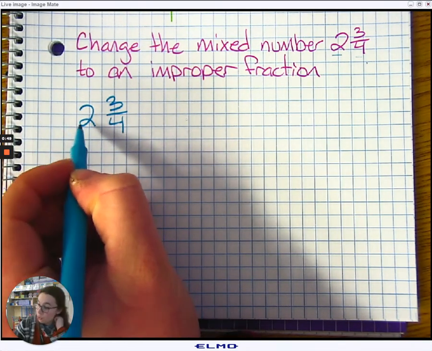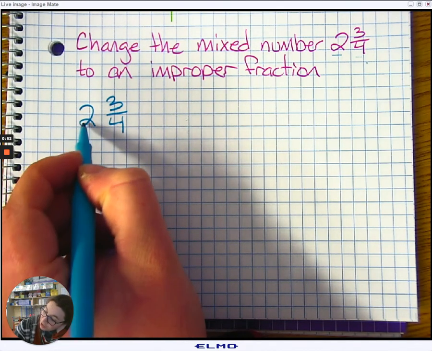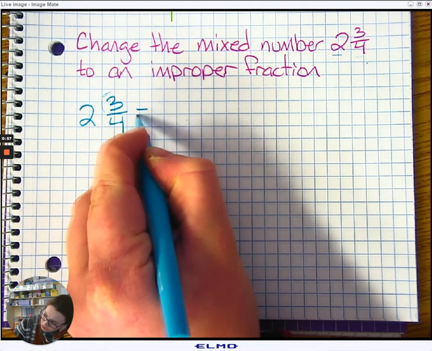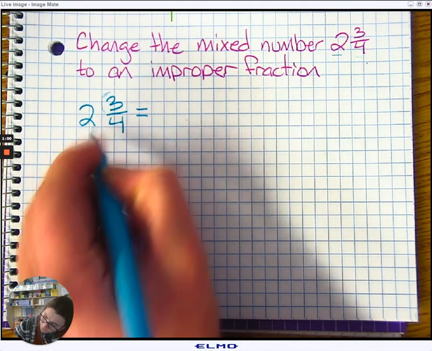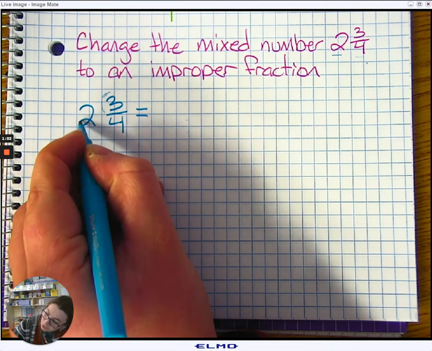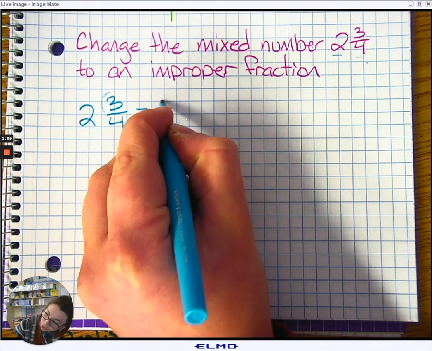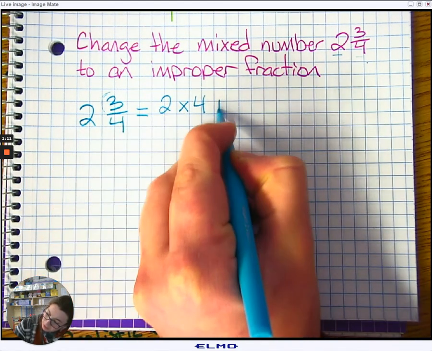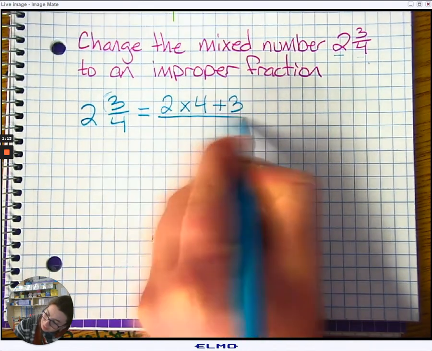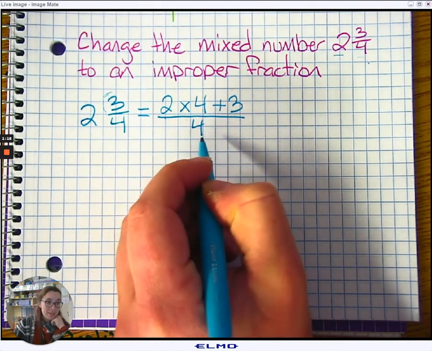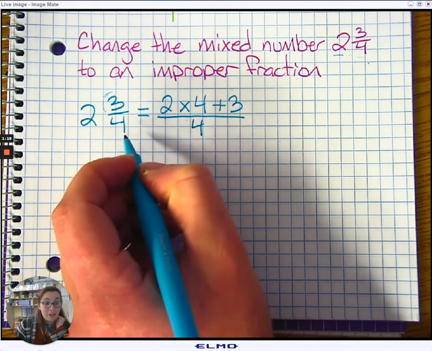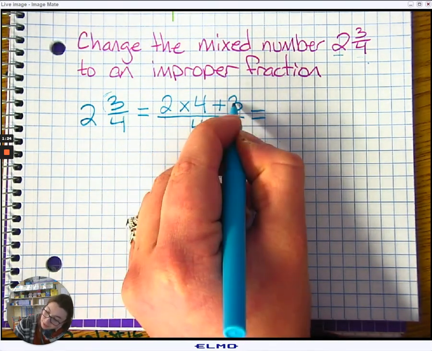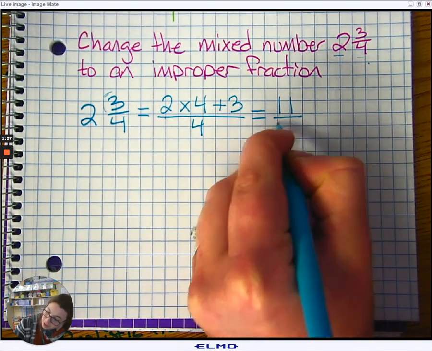We need to find out how many fourths are in these two wholes and add them to our numerator. So what that looks like is something like this. We have two wholes, and each of those wholes is equal to 4 fourths. So that's going to be 2 times 4, but then we can't forget the 3/4 we already have, plus 3, and that's all going to be over 4. Don't get too worried about this. The 4 is just reminding you that you're having a fraction over 4. And so 2 times 4 is 8, plus 3 is 11. So we end up with 11 fourths.